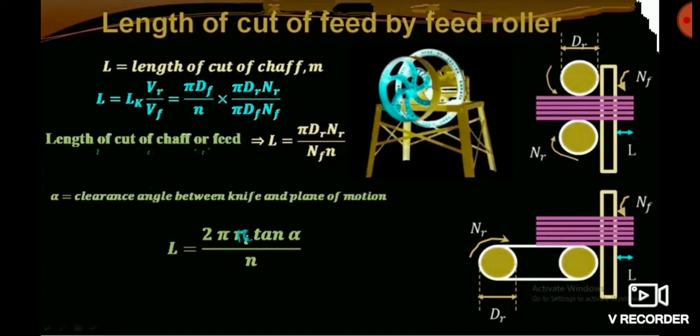And friends, many times in questions they give some clearance angle between the knife and the plane of motion, that is alpha. So you don't have to do anything specific, you only have to take L is equal to 2 pi Ri into tan alpha divided by n. This is the simple formula you have to remember for the examination.